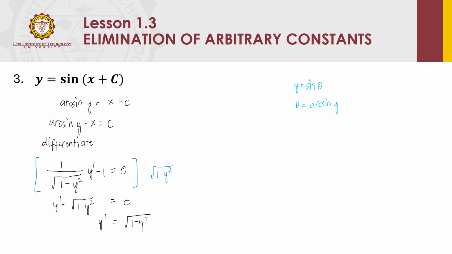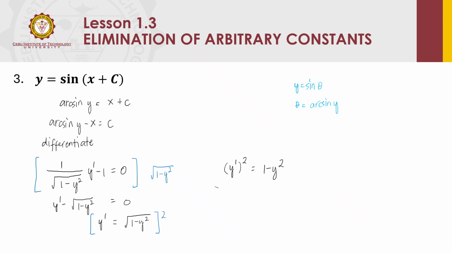And then squaring both sides so that our equation does not contain a radical. So therefore, the final differential equation is the square of y prime equals 1 minus y squared. Or arranging the terms so that we'll have a uniform format for the final answer, okay?